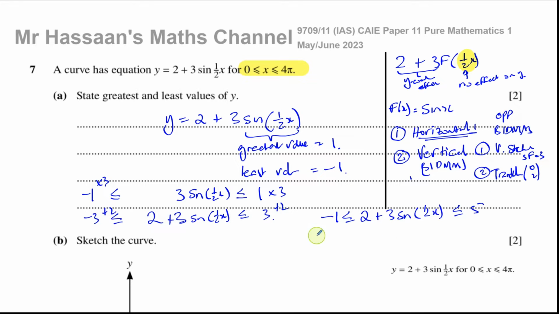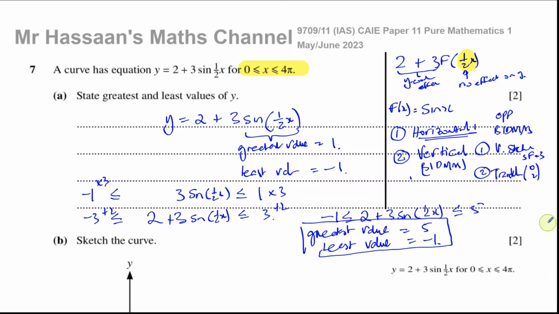So we can say the greatest value is equal to 5, and the least value is equal to negative 1. So there are the answers here. The question doesn't actually require us to show all of these steps. You could just write the answers down.